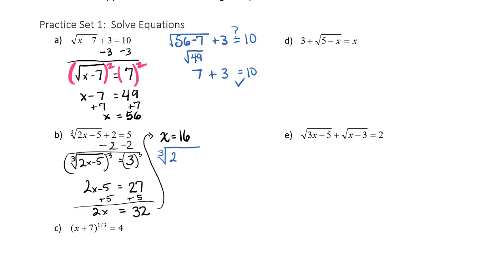Now we'll recheck it by substituting it back into the original equation. The cube root of 2 times 16 minus 5 plus 2 equals 5. Let's see if that's true. 32 minus 5, well, that's just 27, so I'm just going to replace this with 27 plus 2. Does that equal 5? Well, the cube root of 27 is 3 plus 2, and that does equal 5. So that one is also true.